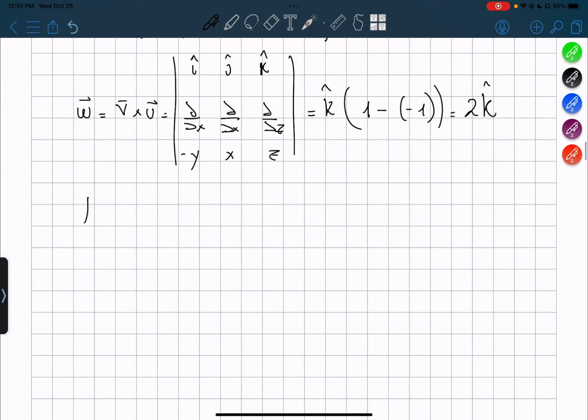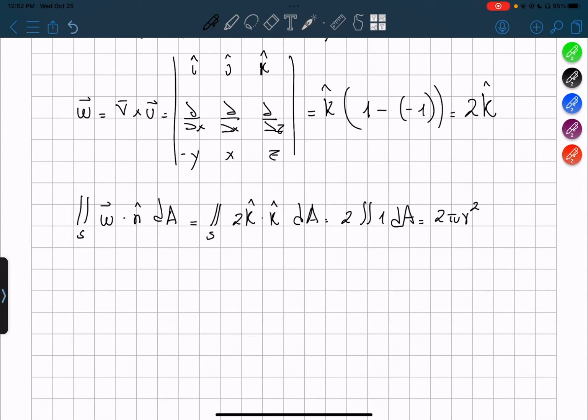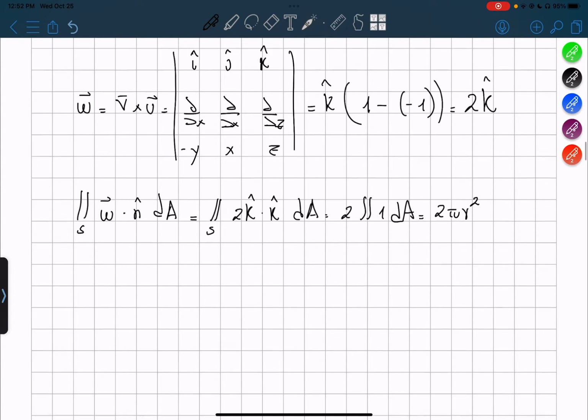So we would have to do this. The integral over the surface, our vector will be that double integration times n hat times the area. So we can say that R is going to be the area of a circle. So we just say the integral over S of 2k hat dot product with the k hat vector, because the area is on the xy plane, dA. So I get 2 times the surface integral of 1 dA. Well, the area is just going to be the circle size, so 2 pi r squared, and of course it depends on whatever r is.